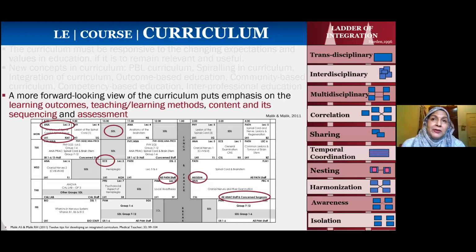These timetables are strictly rigid. If anybody wants to make any changes in them, they have to get prior permission from the module coordinator or the deputy dean. The reason being the topics have been sequenced in such a way that they make a logical flow of the integration. It starts with anatomy, goes to physiology, biochemistry, then goes to pathology.